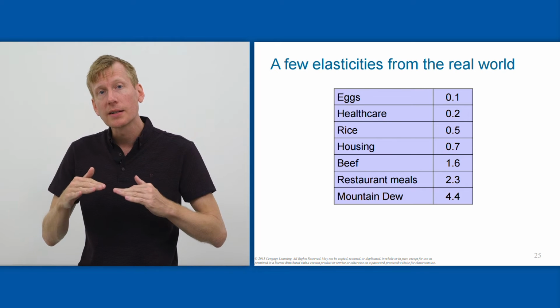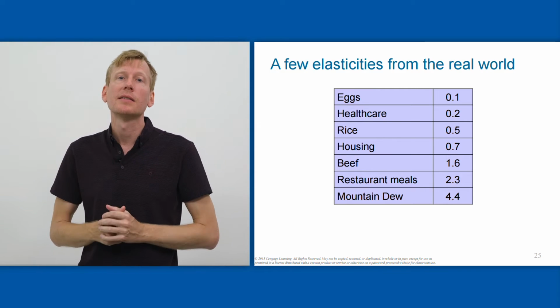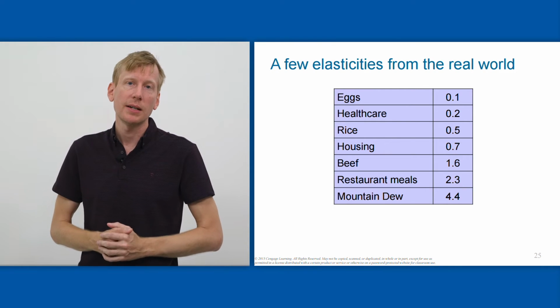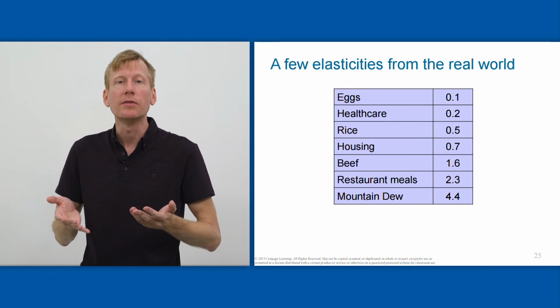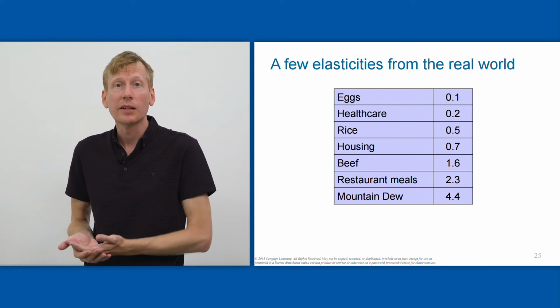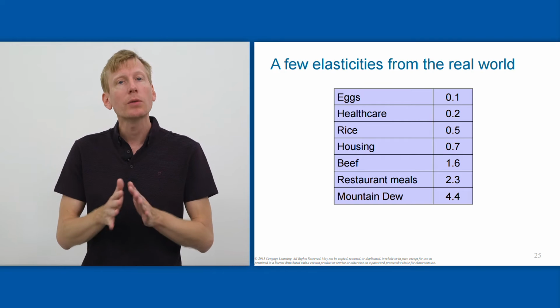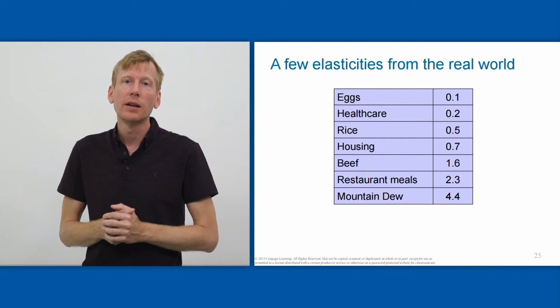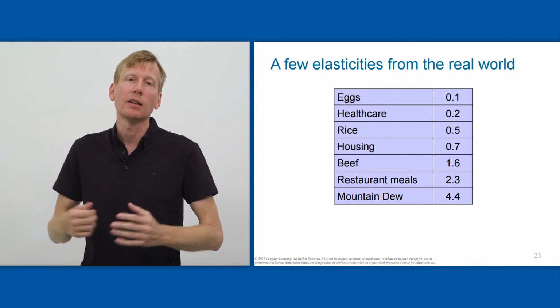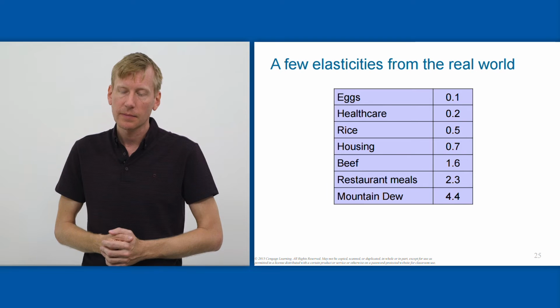Moving on down the list, restaurant meals have an even higher own price elasticity of demand than beef. Restaurant meals are considered more of a luxury, less of a necessity, even though it's a broadly defined good, which as a result wouldn't have as many close substitutes.